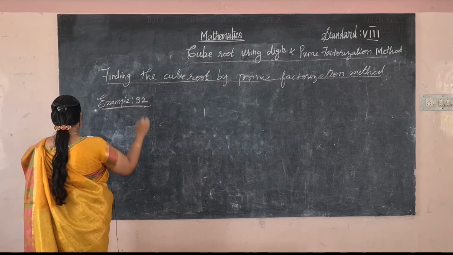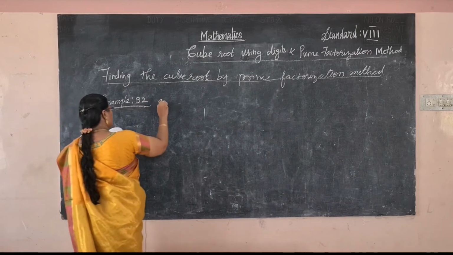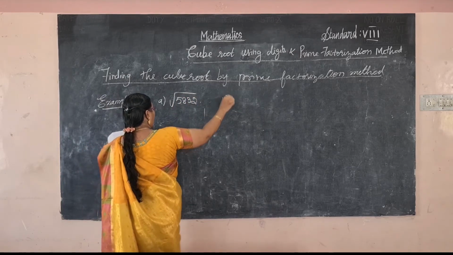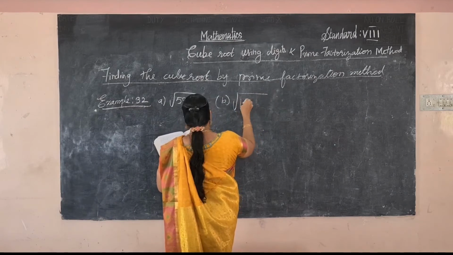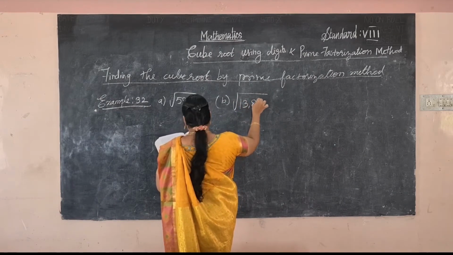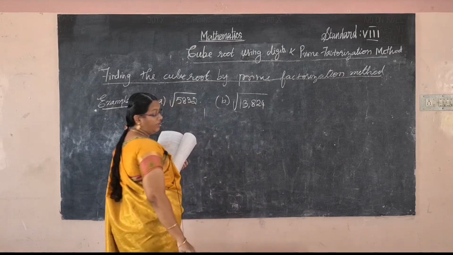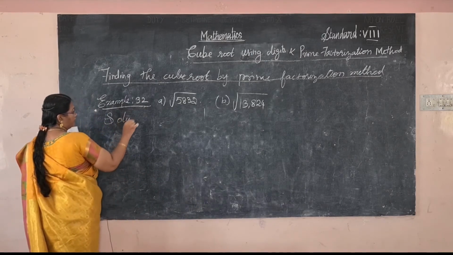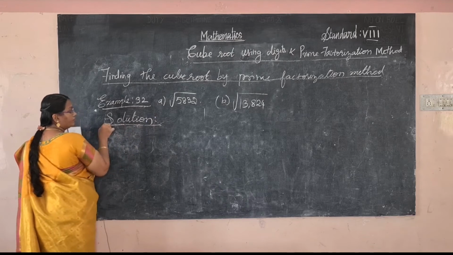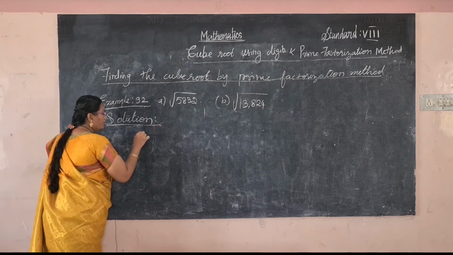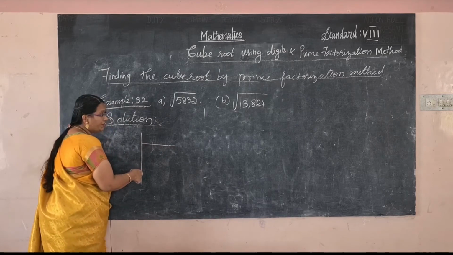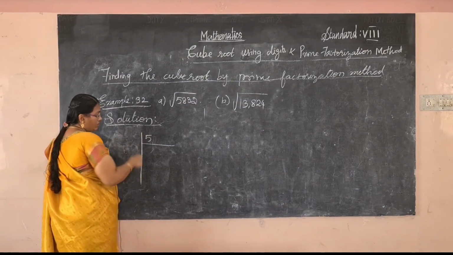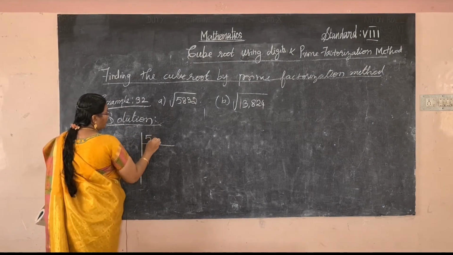The example: 32. Find the cube root of the first one, 5832. B problem, the cube root of 13,824. See the solution. First one, this method is called the short division method. So first put in the smallest prime number, starting from the smallest prime number.